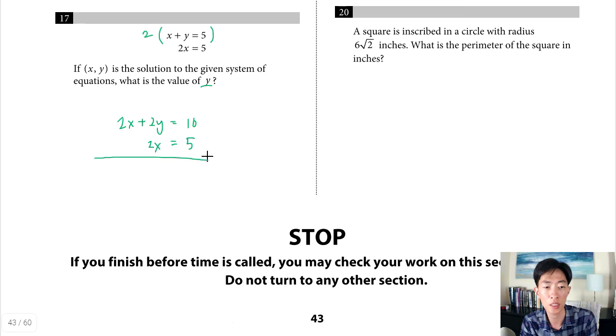Now I'm going to subtract the second equation from the first equation. 2x minus 2x is 0. 2y minus 0 is 2y. 10 minus 5 is 5. Y is going to be equal to 5 halves. And so that's going to be your answer.